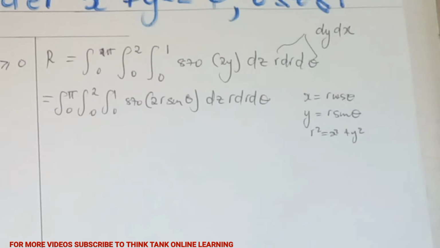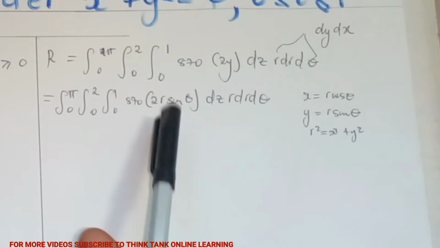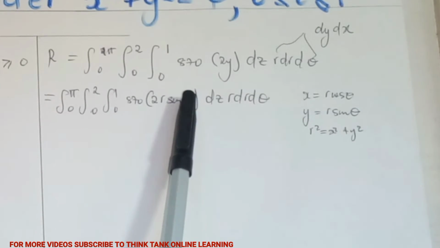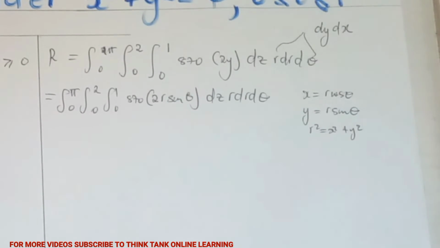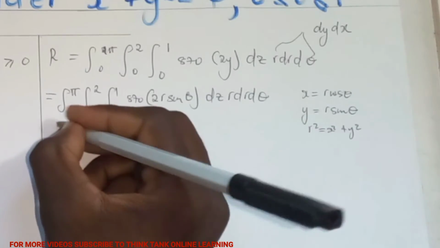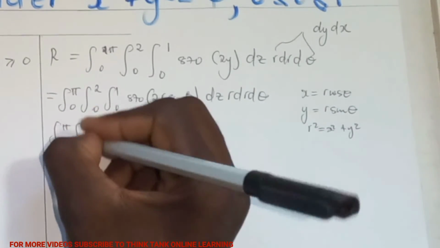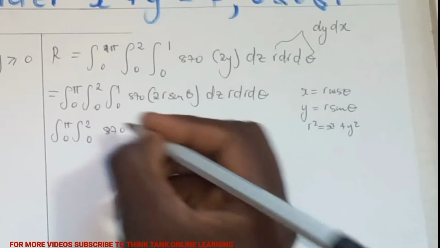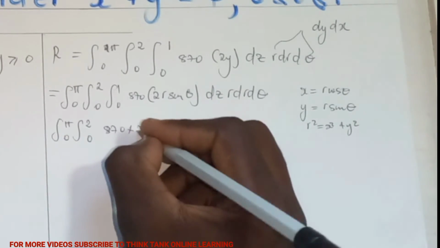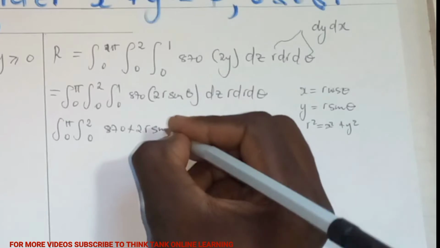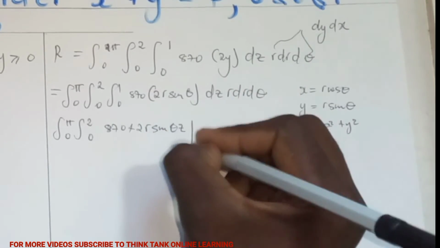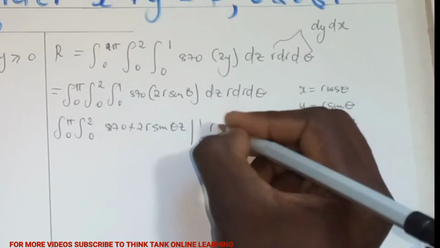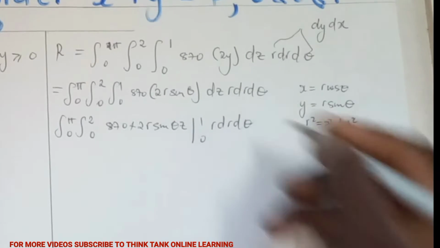And now I'm going to integrate with respect to z. So this is just a constant. There's no z here, so I'm just going to add z. So it's going to be 0, 2, 0, 870 times 2r sine theta z. Then my z limits 1, 0, r dr d theta.